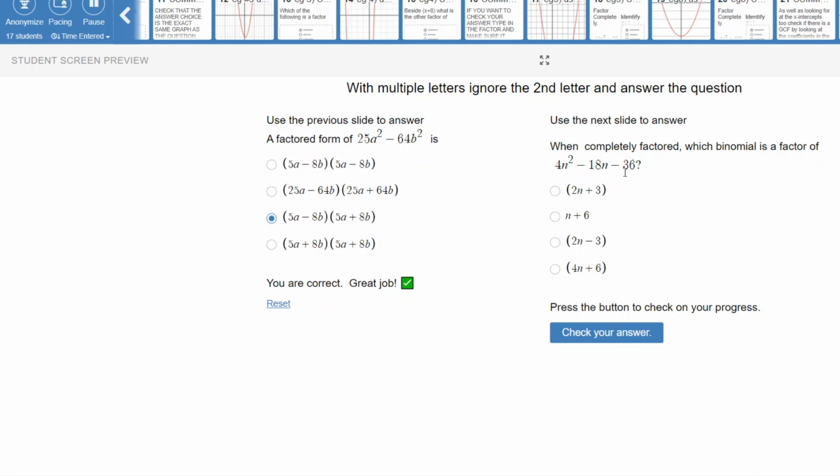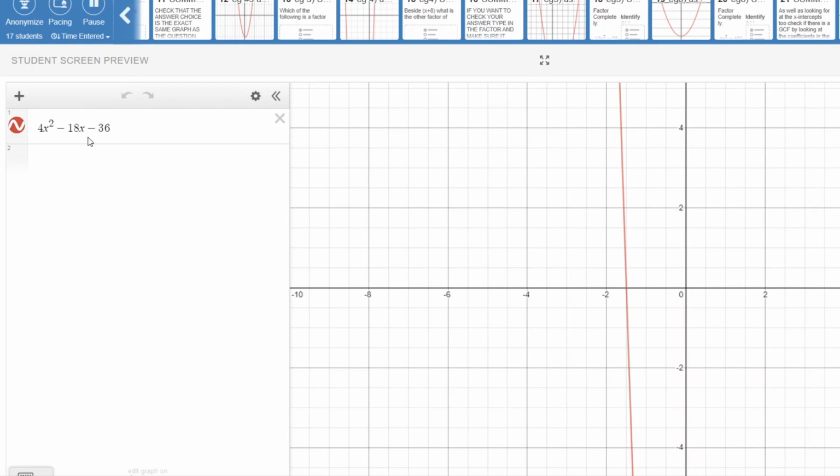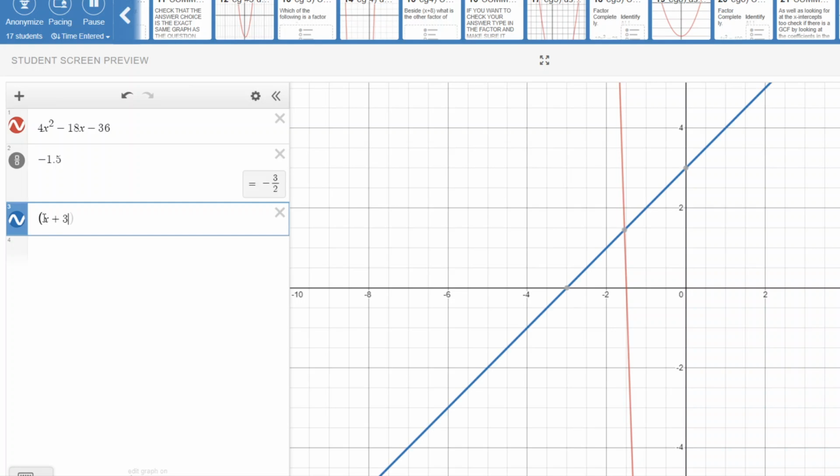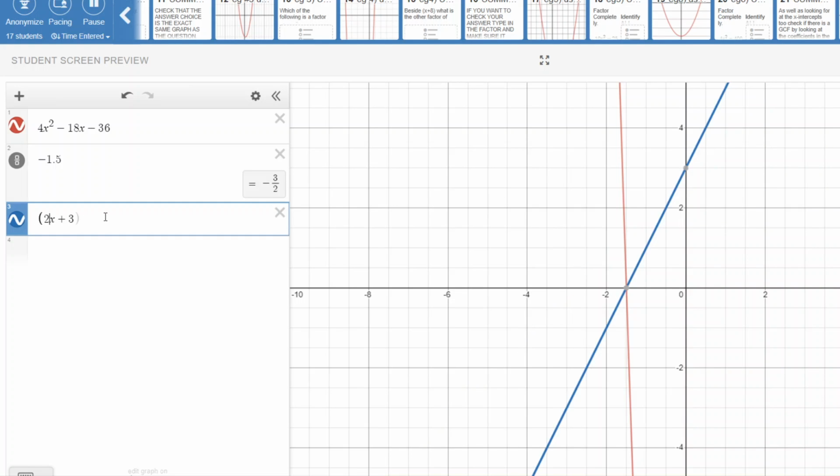Last one, 4n squared minus 18n minus 36. So instead of n, I'm going to type in x. I'm going to look at my intercepts, negative 1.5 and 6. So negative 1.5, change it into that decimal, change it into that fraction. So negative 3 over 2. And to do the fraction, do the opposite. So make it positive 3 over 2. And bring that 2 up to the front of the question while we're doing this. And the 6 that we have here, do the opposite. That would be minus 6.